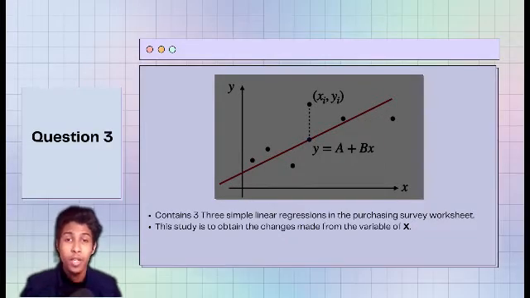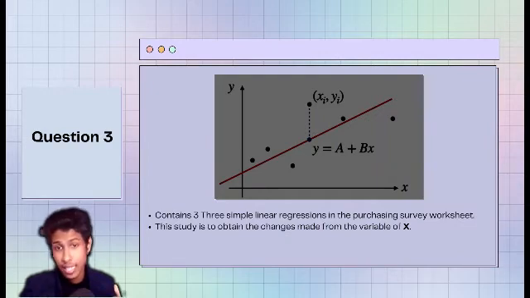Assalamualaikum warahmatullahi wabarakatuh. So we move to question 3. In this question 3, it contains 3 simple linear regressions in the purchasing survey worksheet. There are 3 independent variables, such as price level, sales force image, and product quality. The dependent variable is the satisfaction variable, and the change in y is influenced by a variable x. The formula that we applied as the function, as you can see on the slide. From this formula, a is the intercept and b is the slope.